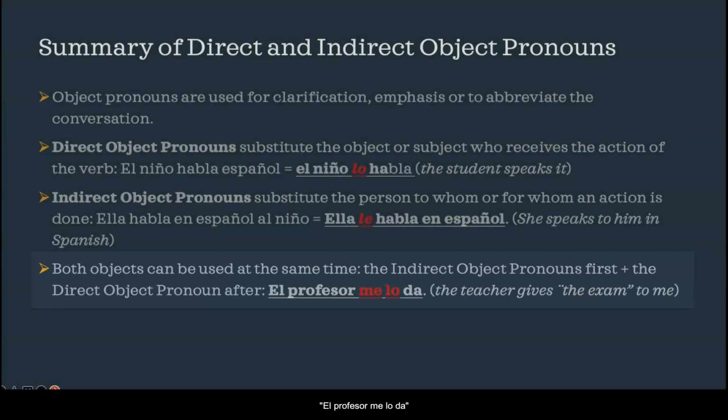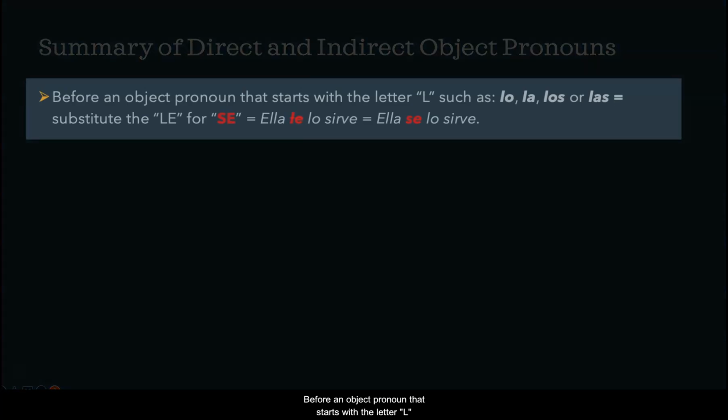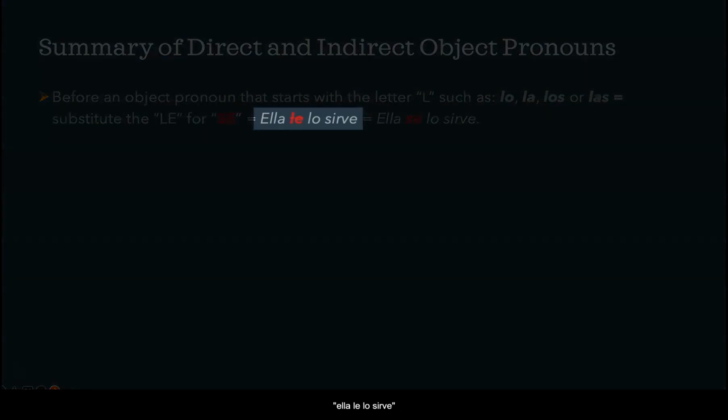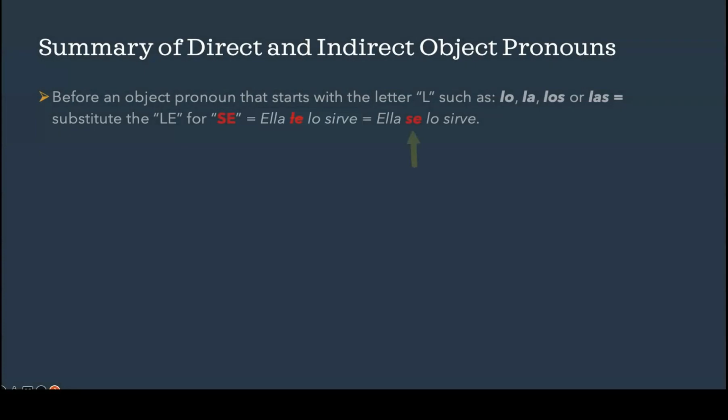El profesor me lo da. The teacher gives it, in this case it refers to the exam, to me. Before an object pronoun that starts with the letter L, such as lo, la, los, or las, substitute le with se. Example, do not say ella le lo sirve. Rather, ella se lo sirve.